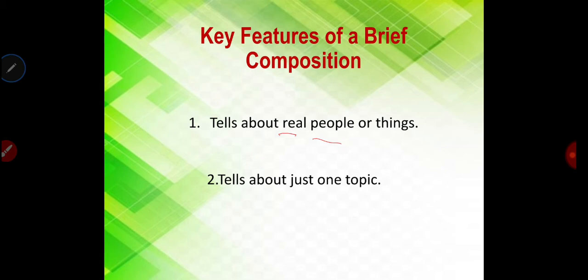Okay? Number two is it tells about one topic. Just focus on one topic. Like for example, you want to write a composition about a bird. So just focus on birds. Don't focus on other things or other animals. Or you want to write a composition about your own experiences. So just focus on yourself. Don't focus on other people. Okay? Good job.